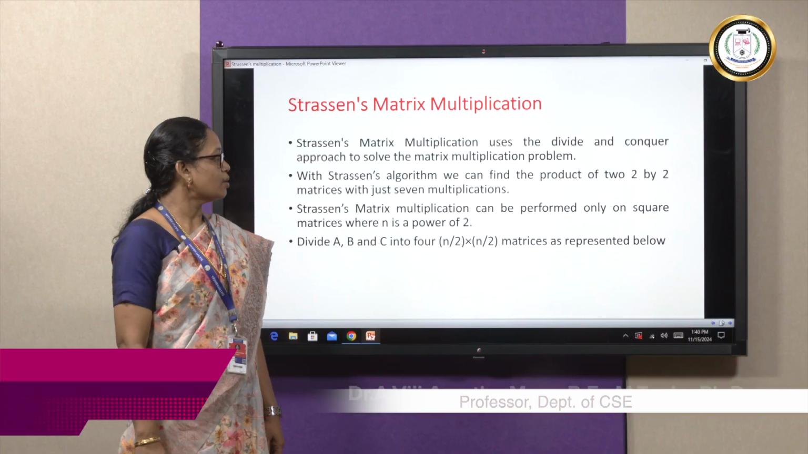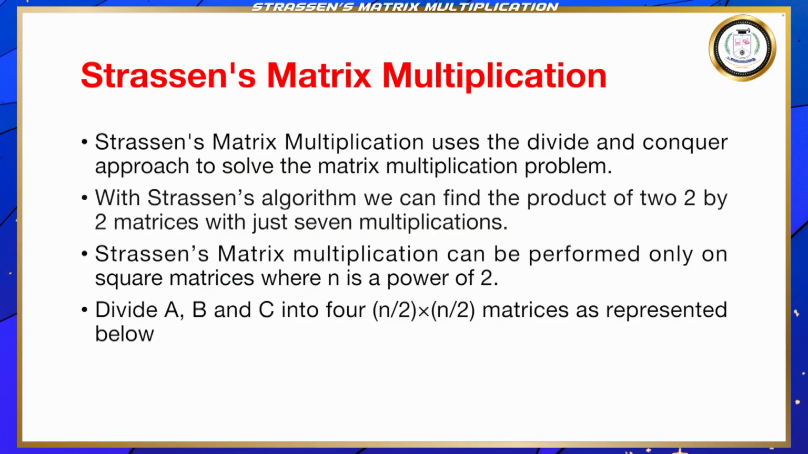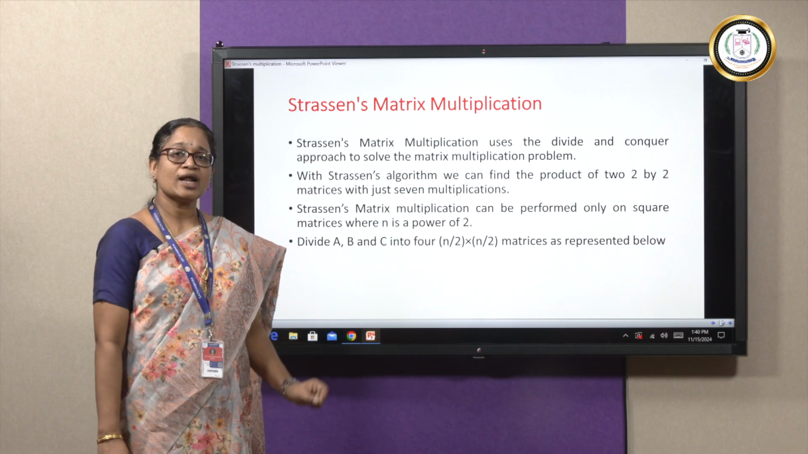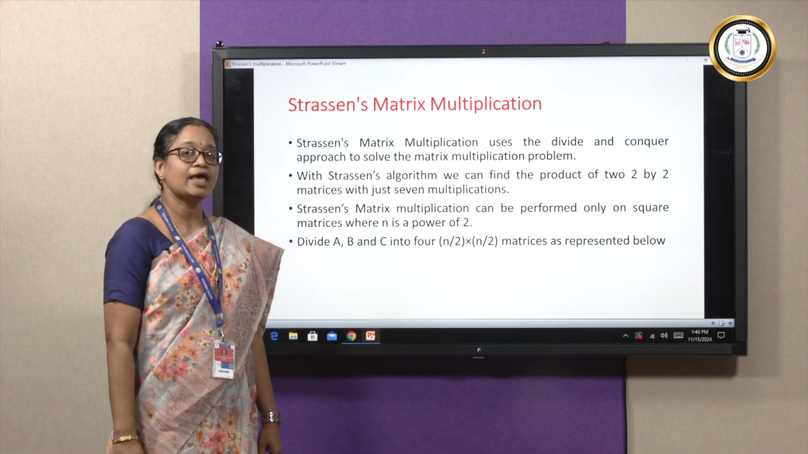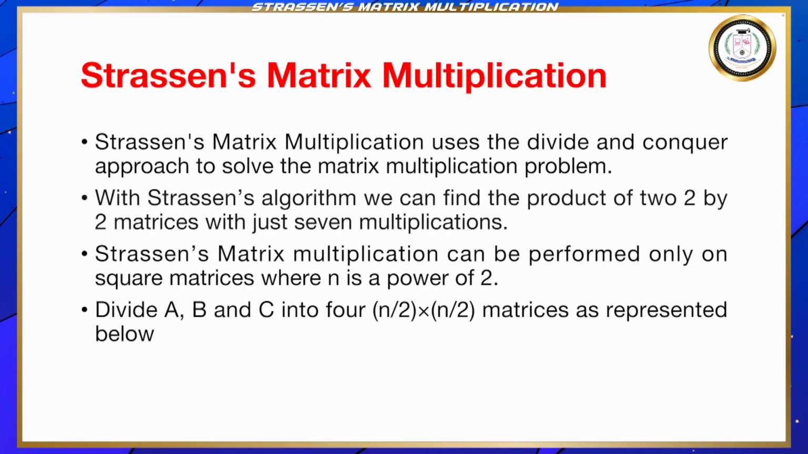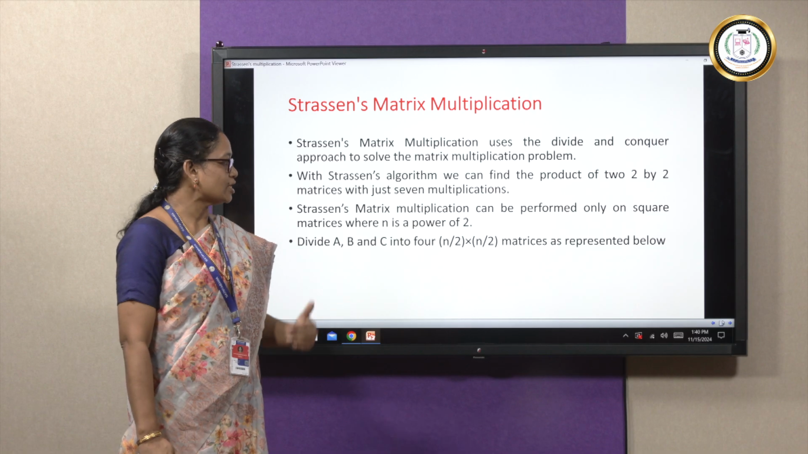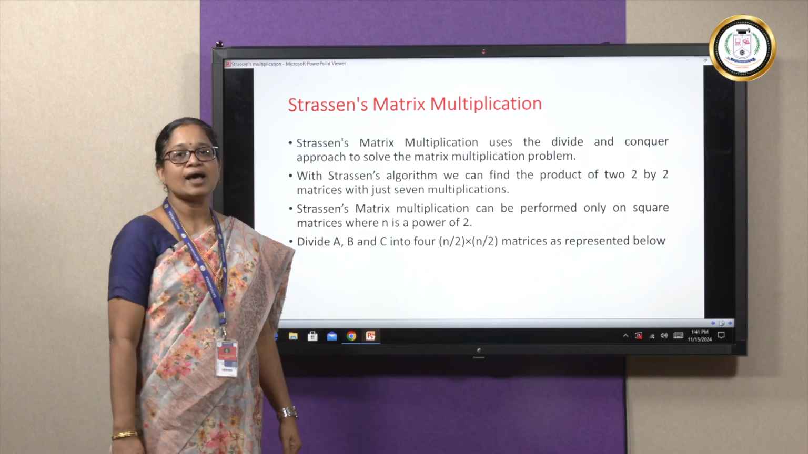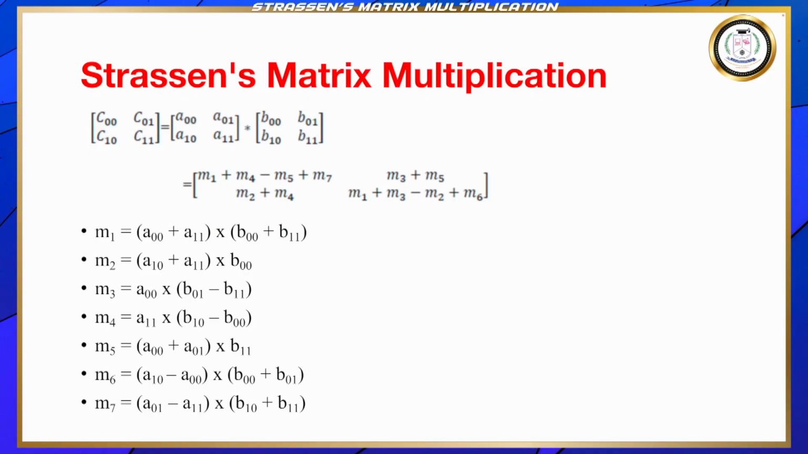This algorithm works by dividing the problem into subproblems and then combining the results. This multiplication can be performed only on square matrices where n is a power of 2. Here A and B are the input matrices and C is the output matrix. We divide the matrices into 4 n/2 by n/2 matrices as represented below. Here are the input matrices A and B and the resultant matrix C.